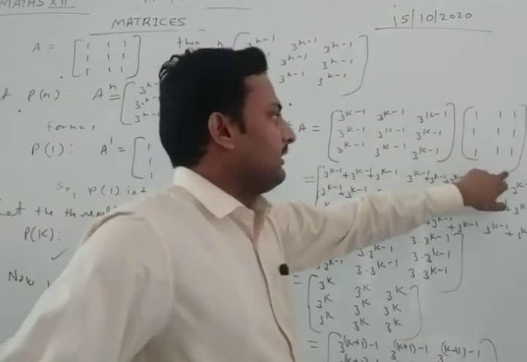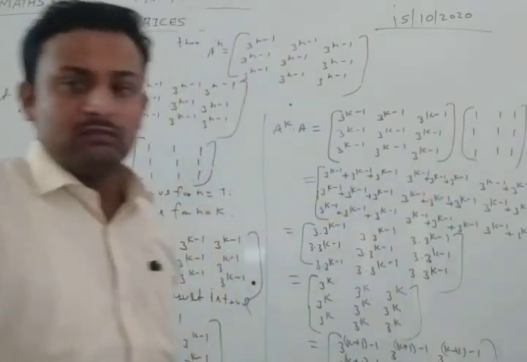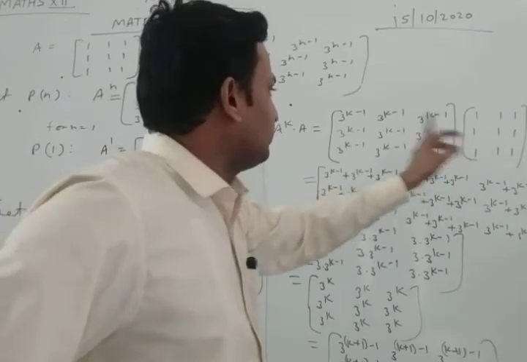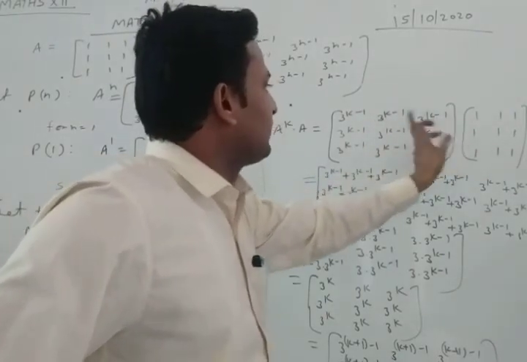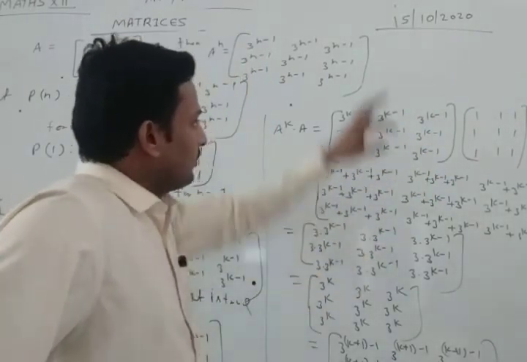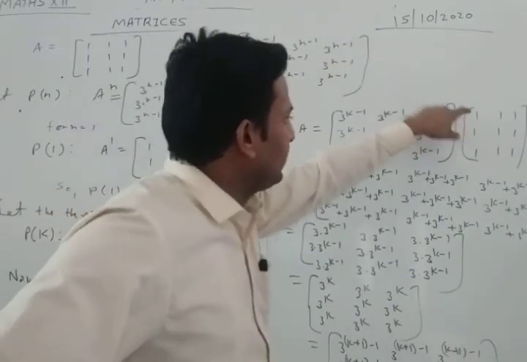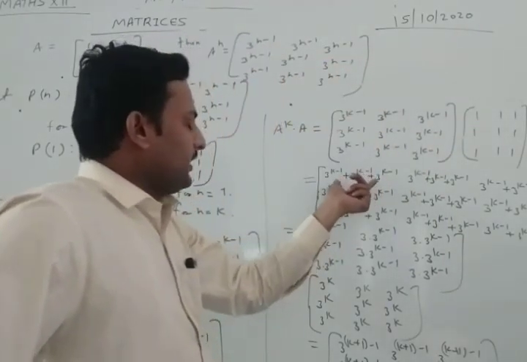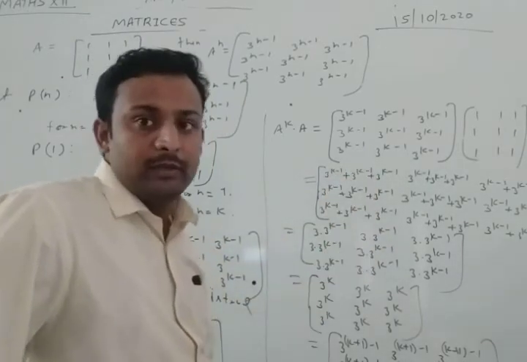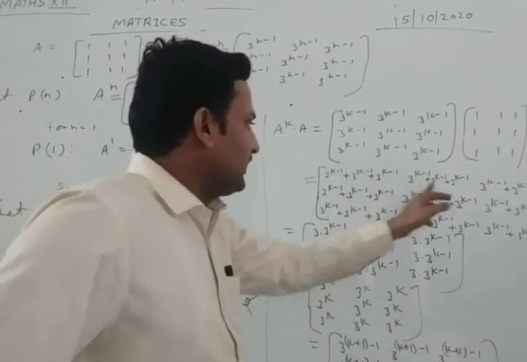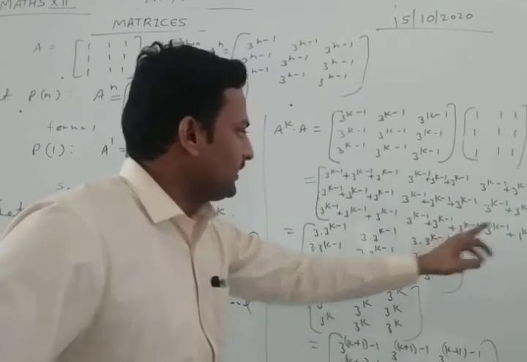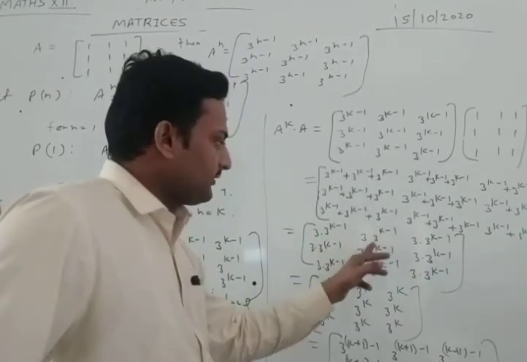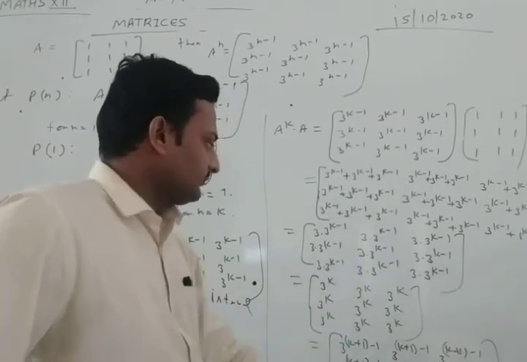Here the value of a is this. Now multiply this term with this. First we multiply by this, plus this. So the 3 to the power k minus 1 will be at the same place here. Now we add 3 into 3 to the power k minus 1. Here also the same thing.